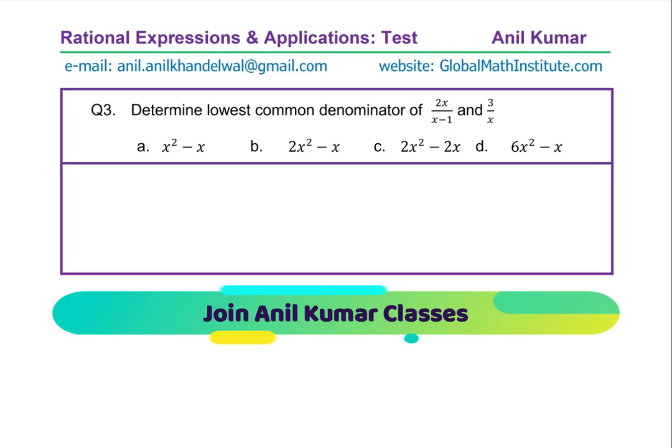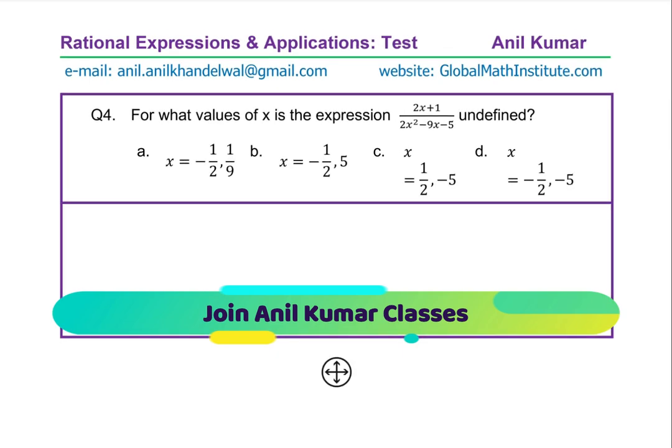Question number 3. Determine the lowest common denominator of this and this. So we are interested in just finding the lowest common denominator. It really helps to add or subtract rational functions. So we are building up concepts in this stage, and soon we'll get into some real good questions.